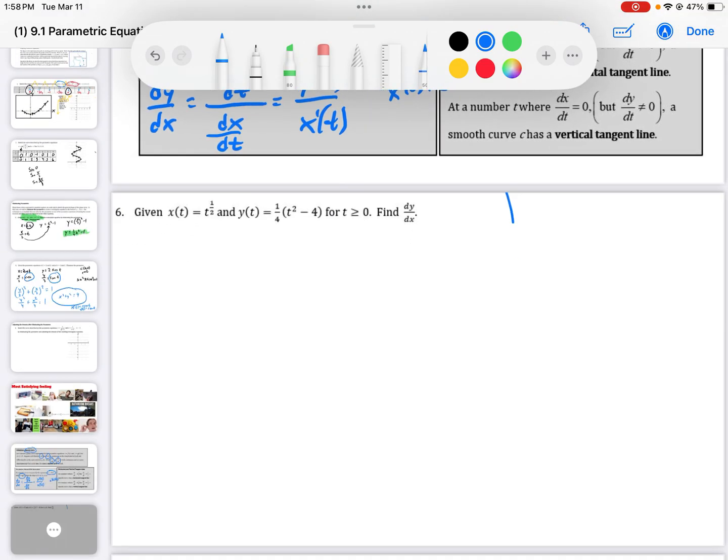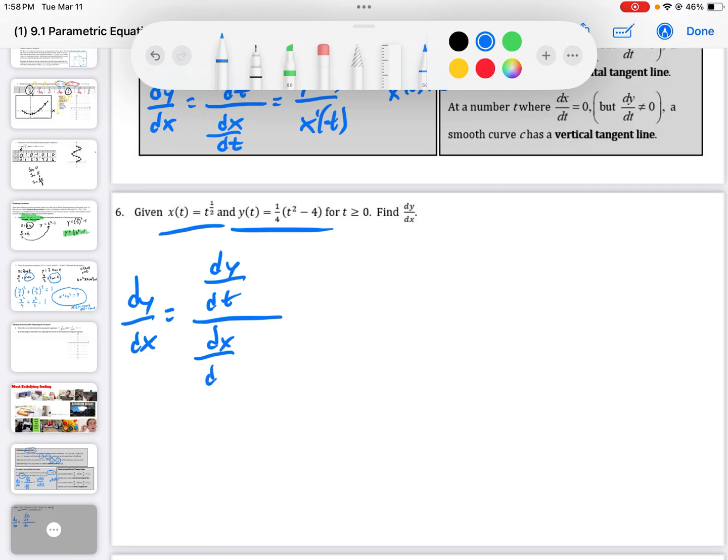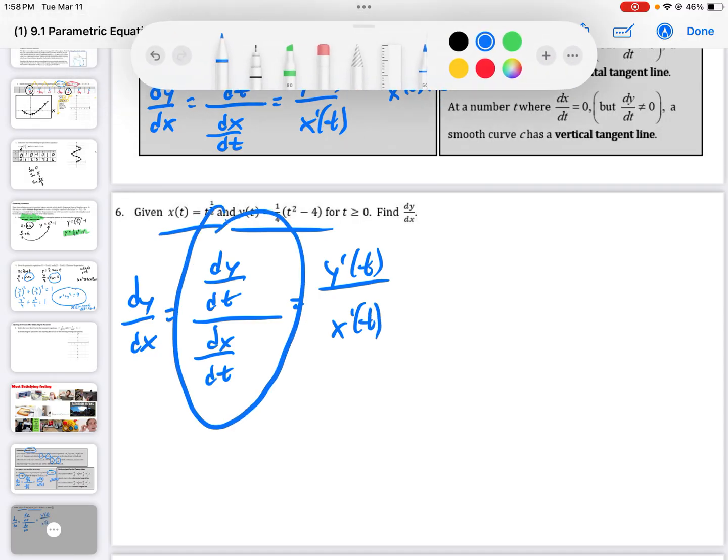All right, given this parametric equation where x is defined to be that, y is defined to be that, find dy dx. I know dy dx is equal to the derivative of y with respect to t over the derivative of x with respect to t, or another way to write it would be y prime over x prime. You don't have to write both of these. I'll probably write it this way. Off to the side, I'm going to find what the derivative of y is and what the derivative of x is, and then I'll plug it in.